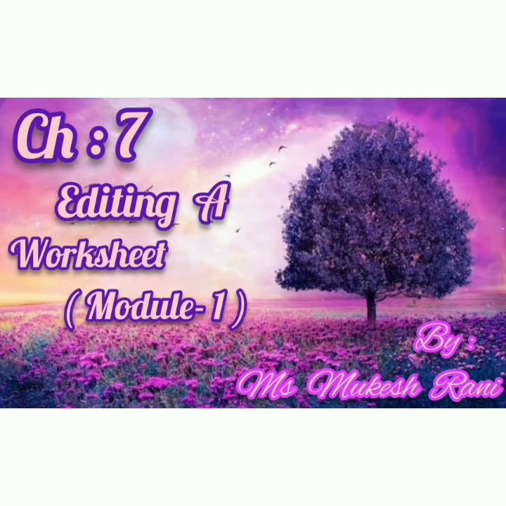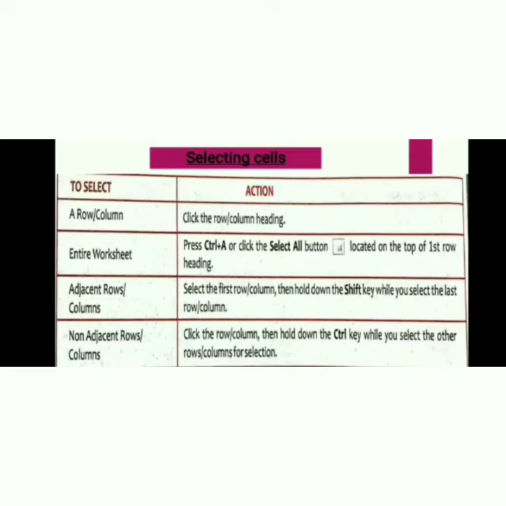Today we will discuss lesson number 7, module 1. In this chapter you will learn how you can select a row, column or entire sheet, and adjacent rows or columns.